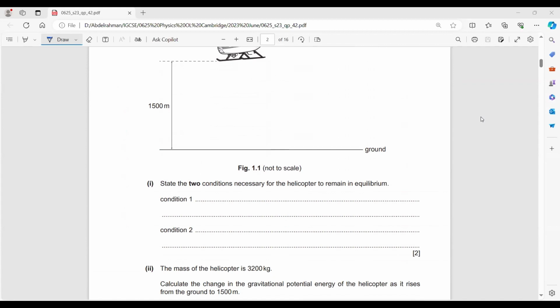What are the two conditions? Upward force equals downward force, so we can say zero resultant force. Okay, what else? Forces or zero resultant forces. What else? What's the other condition?